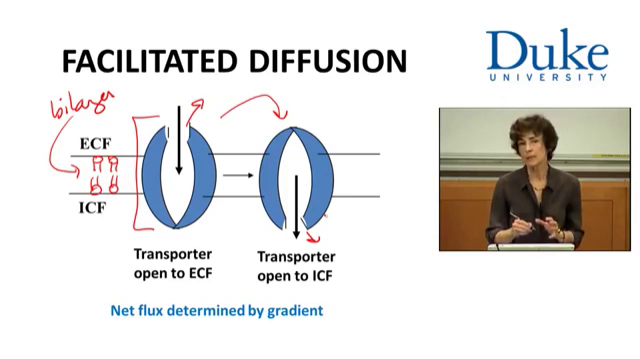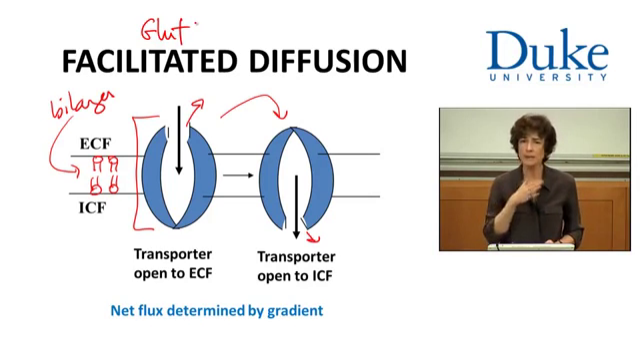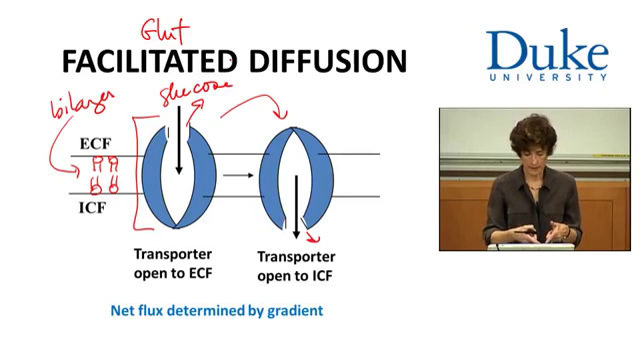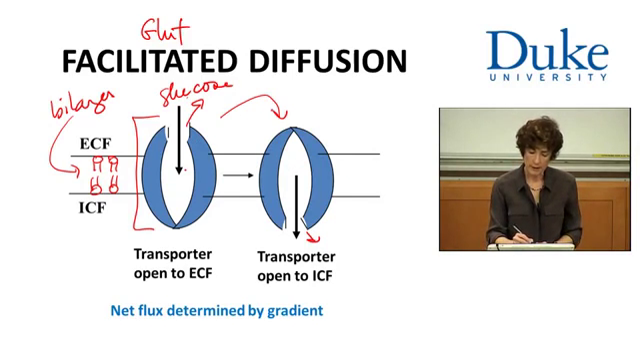A particular example of this would be the GLUT transporter. That is the glucose transporter, or the GLUTs. This is a family of transporters that can move glucose into cells, and all cells have GLUT transporters. The glucose can enter into our carrier, this transporter, from the extracellular space, then there's a conformational switch, and now the glucose is released into the interior of the cell.